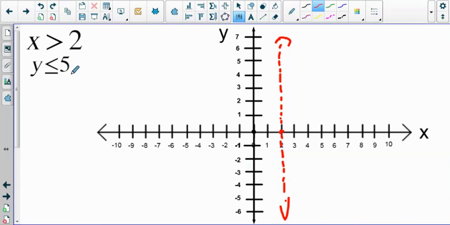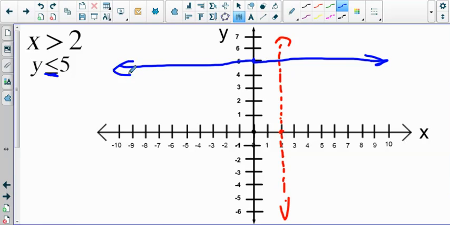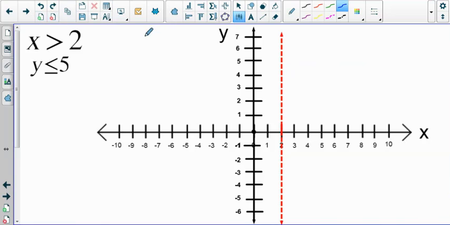Now let's look at y is less than or equal to 5. Now we're looking at the y-axis, not the x-axis. We go to where y is equal to 5. Is it going to be solid or dashed? Well, that one's going to be solid because there is an or equal to. So I need to put a solid line straight across there. Okay, so let's see what that one looks like. Yep, there's my x is 2, and it's dashed. There's my y is 5, and it's solid.